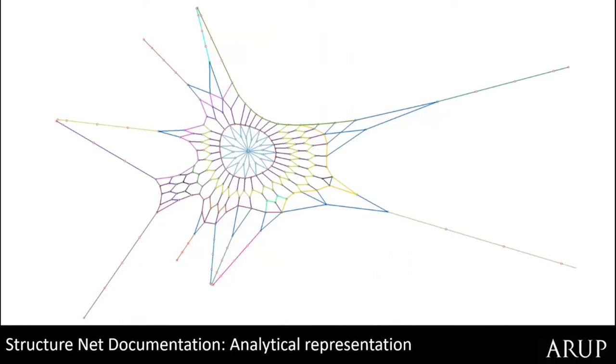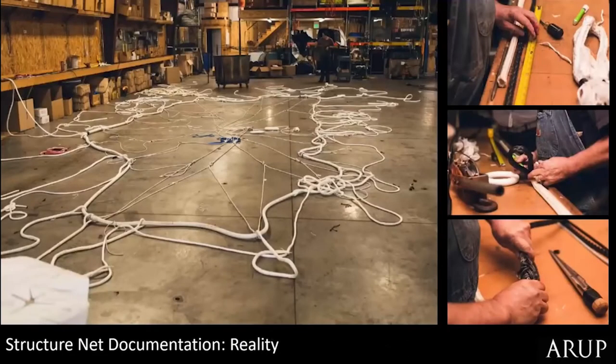So in the end, we got this, which is the analytical representation of the final model. But then how do we portray that information back to the workers, because this is how they make it. They lay out pieces of rope on the floor. They get a tape and measure it, then cut it and splice it, and that's what they do. They don't use spreadsheets. They definitely don't use Rhino. So it was really important how we portrayed that information.